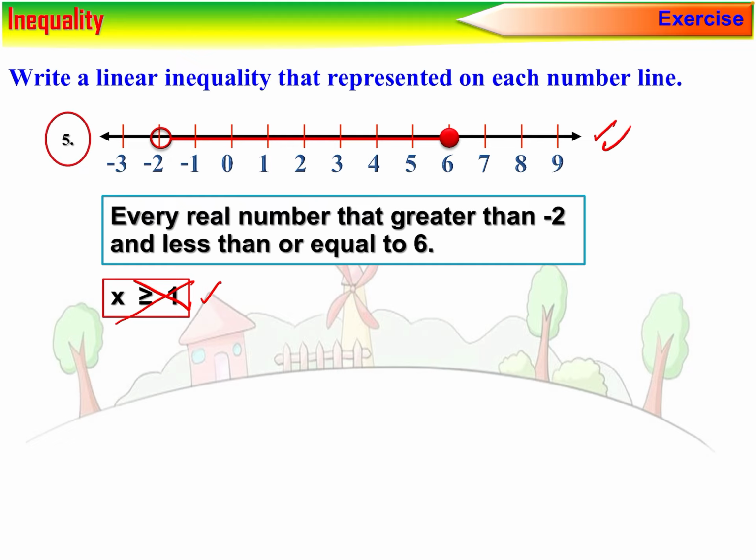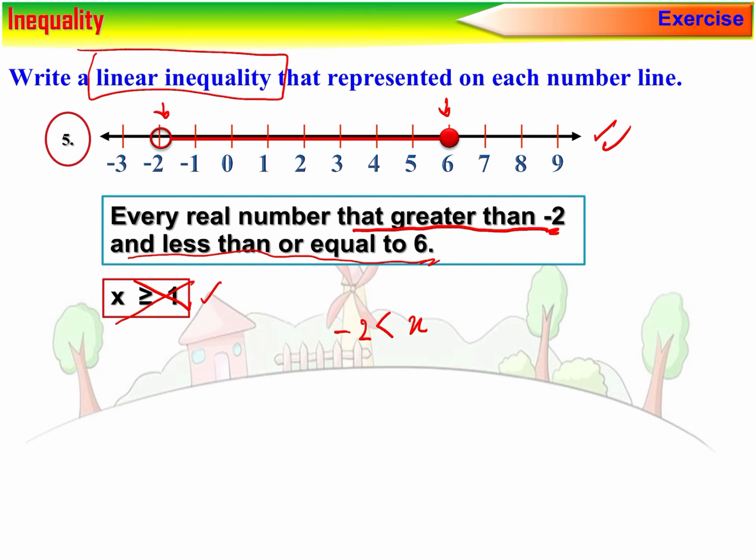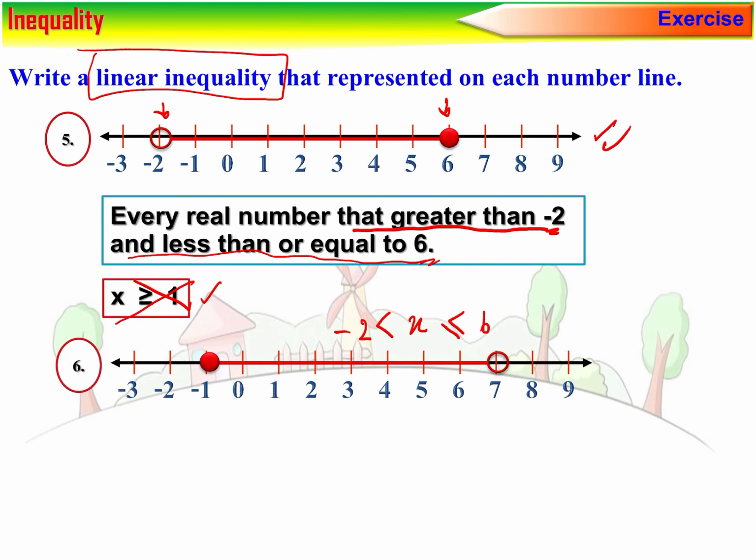Look at the given number line. Negative 2, negative 1, 0, 1, 2, 3, 4, 5, 6. It's here and here. So it must be every real number that is greater than negative 2 and less than or equal to 6. It can be represented in a linear inequality as x in the middle, greater than negative 2, less than or equal to 6.